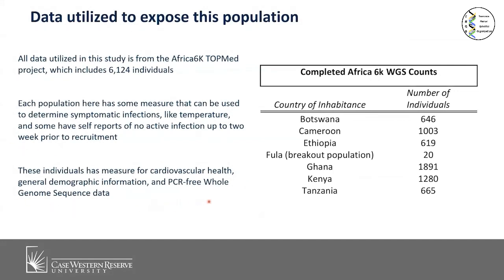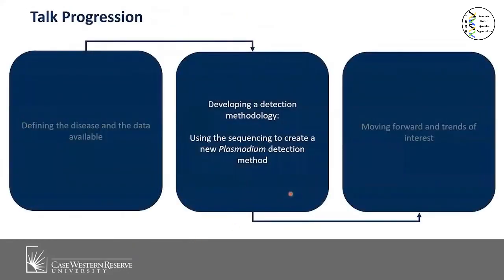These individuals have many different variables collected on them that aren't just the sequencing. They have cardiovascular health variables and general demographic information, and these will have higher consequence with following research, but right now we're going to focus on how all of these individuals have PCR-free whole genome sequencing data, which is the only thing we used for this part of the study. So you know what disease I'm working on, why it matters, and where all of the data came from. Let's now get into developing a detection methodology for malaria using only sequencing data.